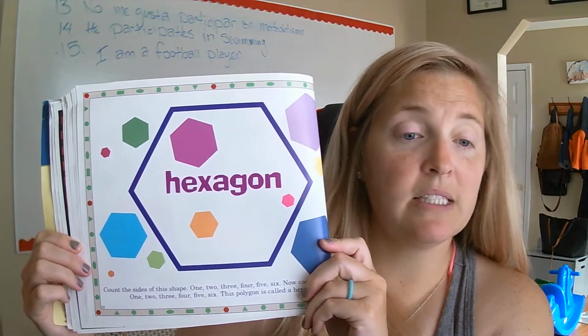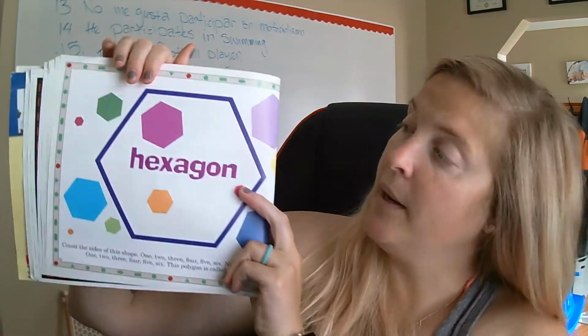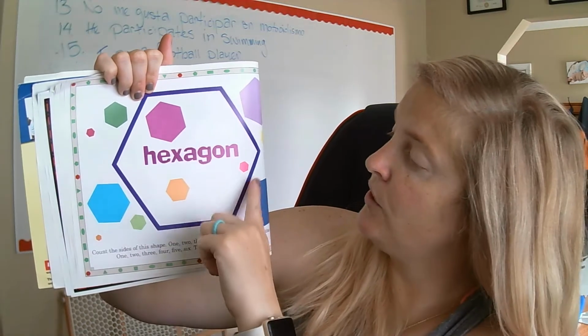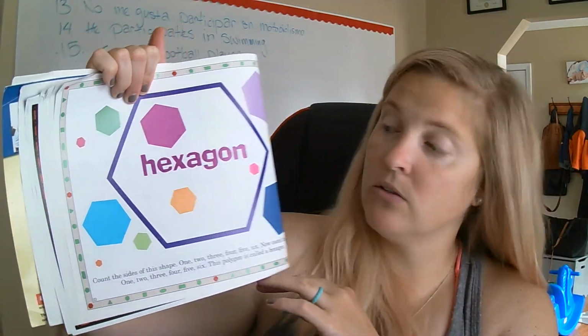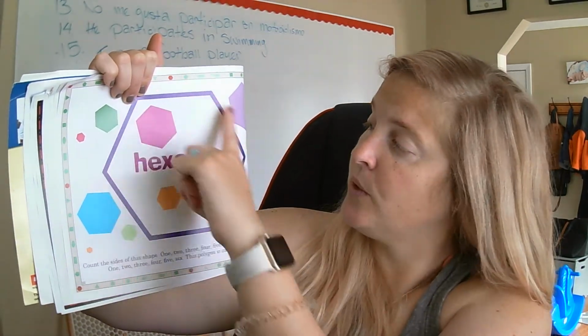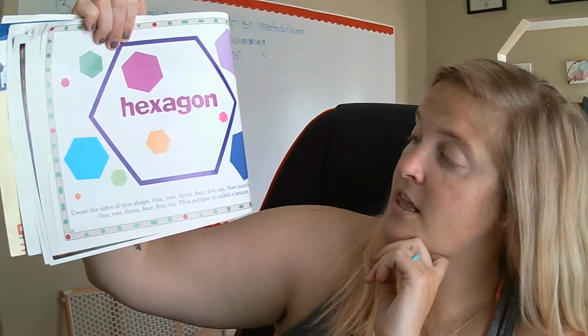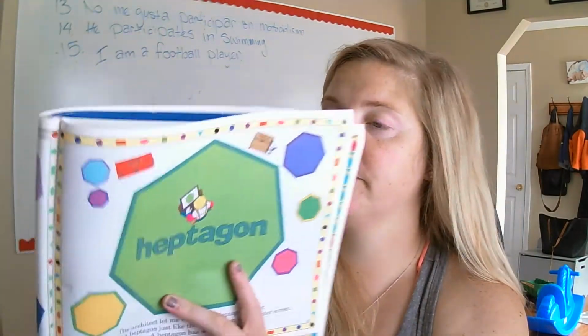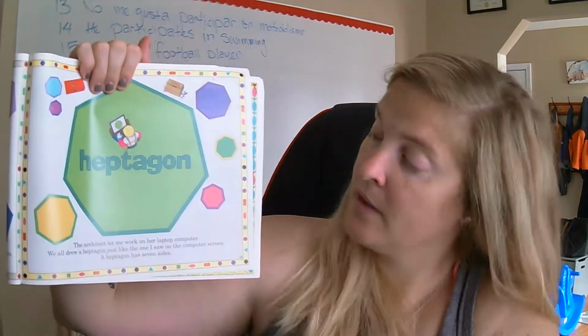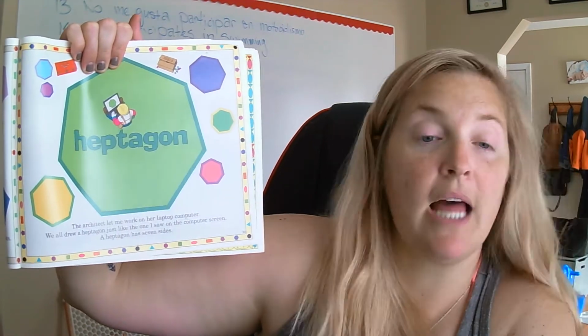Hexagon. Count the sides of the shape. Okay. 1, 2, 3, 4, 5, 6. Now, count the angles. 1, 2, 3, 4, 5, 6. This polygon is called a hexagon because there are 6 sides. Heptagon. The architect let me work on her laptop computer. We all drew a heptagon just like the one I saw on the computer screen. A heptagon has 7 sides.